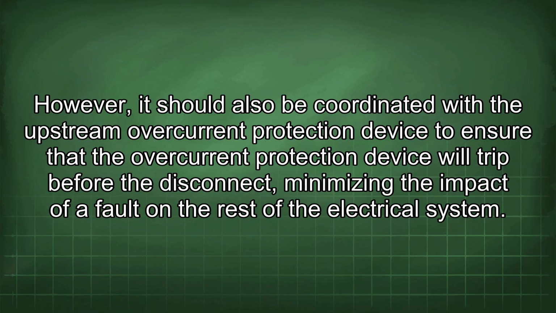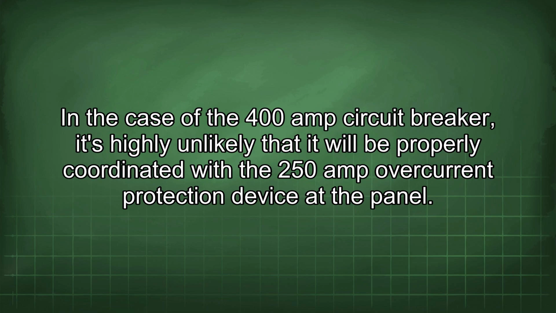However, it should also be coordinated with the upstream overcurrent protection device to ensure that the overcurrent protection device will trip before the disconnect, minimizing the impact of a fault on the rest of the electrical system. In the case of the 400 amp circuit breaker, it's highly unlikely that it will be properly coordinated with the 250 amp overcurrent protection device at the panel.